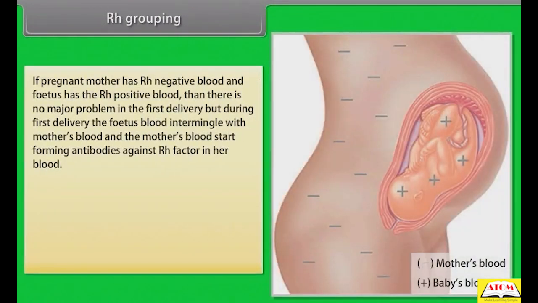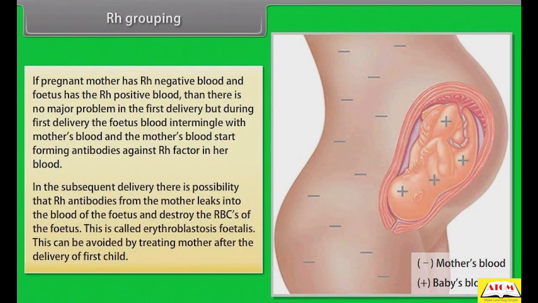If a pregnant mother has RH negative blood and the fetus has RH positive blood, then there is no major problem in the first delivery. But during the first delivery, the fetus blood intermingles with the mother's blood and the mother's blood starts forming antibodies against RH factor in her blood.